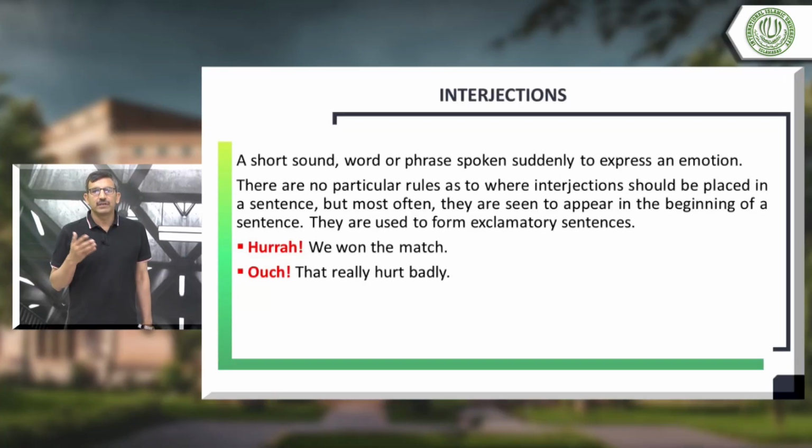There are no particular rules as to where interjections should be placed in a sentence, but most often they are used at the beginning of a sentence. They are used to form exclamatory sentences such as, "Hurrah, we won the match." "Ouch, that really hurt badly." So, ouch and hurrah are interjections in these sentences.